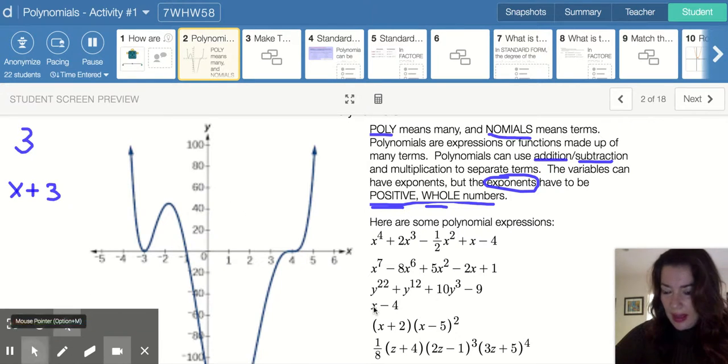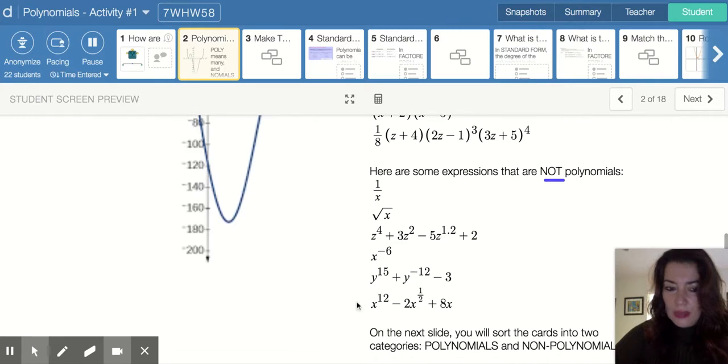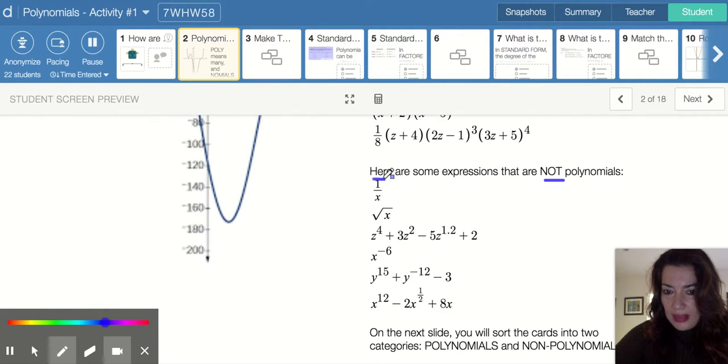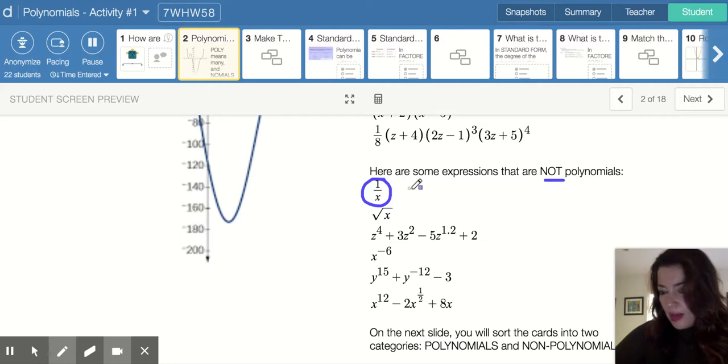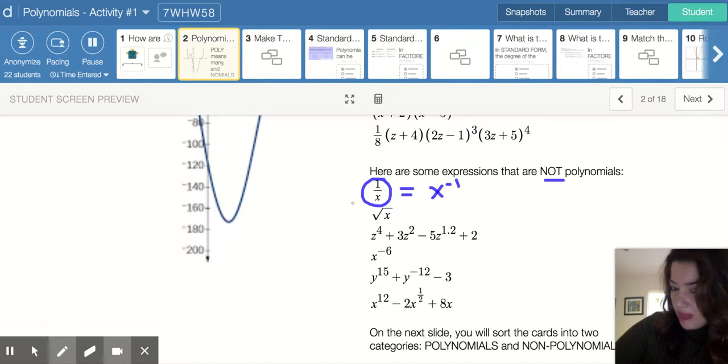So let's take a look at that list again. Looking at it, we can see that 1 over x is not a polynomial. Now, you may not realize this, but if we were to rewrite 1 over x removing that fraction, that is equivalent. Now, if you thought x to the negative 1, then you are right. And x to the negative 1 has a negative exponent. So anytime you have a fraction where the denominator is a variable, that will result in a negative exponent, and so therefore that is not a polynomial.